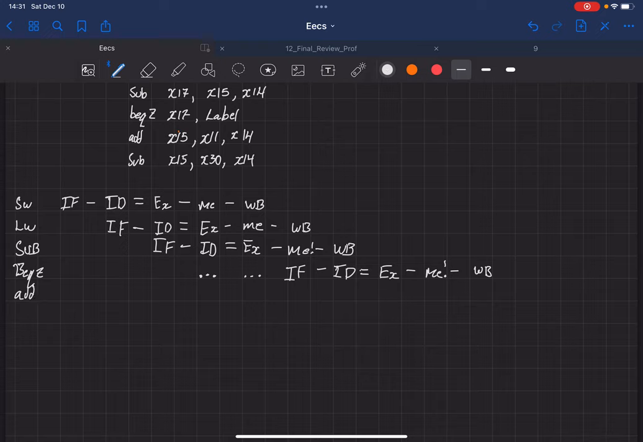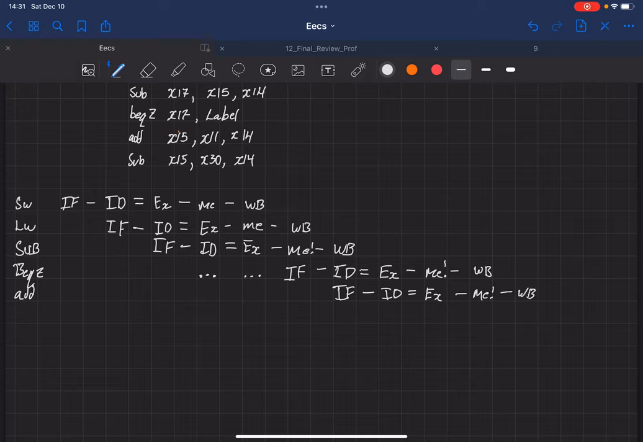Add, instruction fetch, we go up again. If we go up again, everything's fine, so we'll be okay. So then we can instruction decode, execute, mem, we don't use the memory here, and write back.